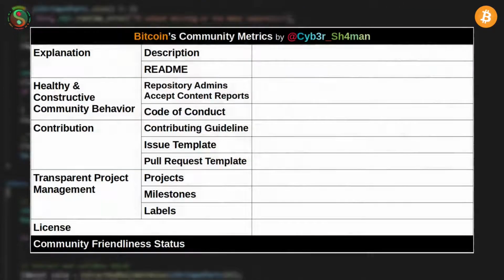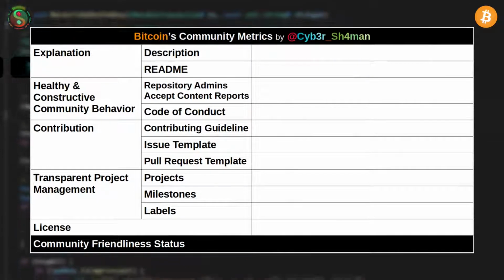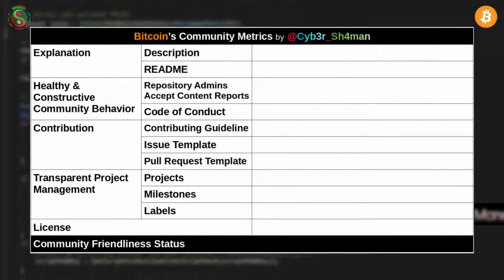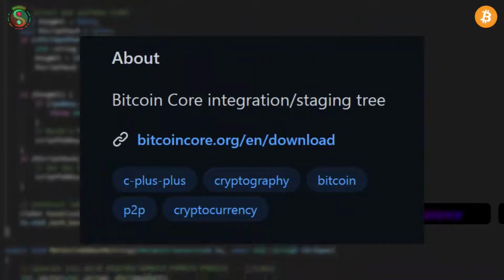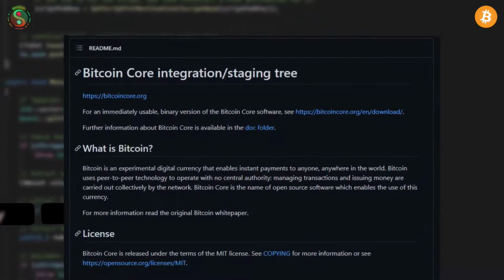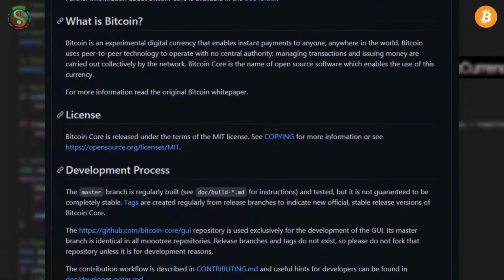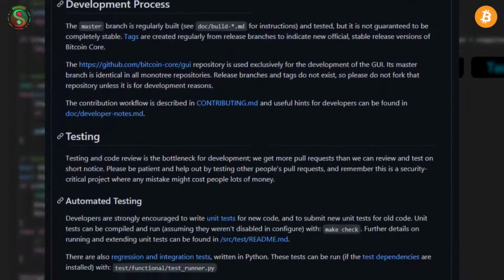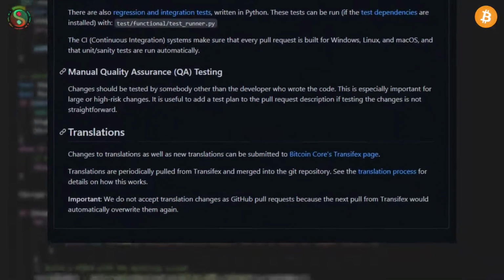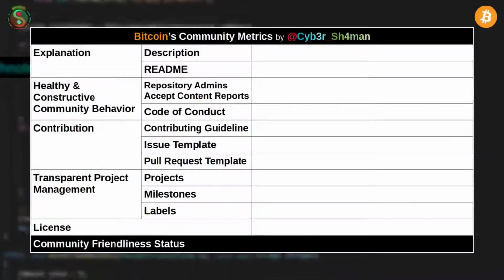Well, community friendliness has some metrics, and the first thing to consider is the explanation. Bitcoin Core has a short description and a well-structured README file that explains and covers lots of areas including license, development, testing, and translation. And there are links in it for even more information.